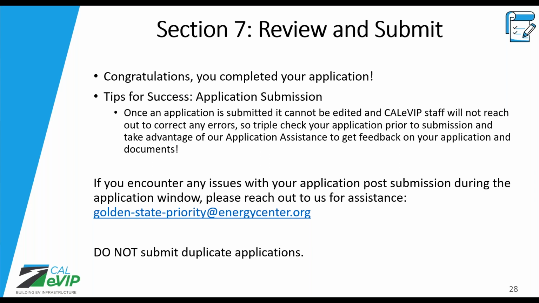And if you're unsure if it is, you can take advantage of our application assistance to get feedback on your application and documents. If you encounter any issues with your application post-submission, but still during the application window, which again is March 10th, please reach out to our Golden State Priority email for any assistance. We ask that you do not submit another new application, so no duplicate applications. Please reach out to us if you submitted your application and you realize there was an error within it.